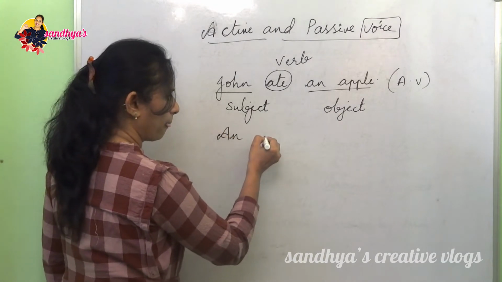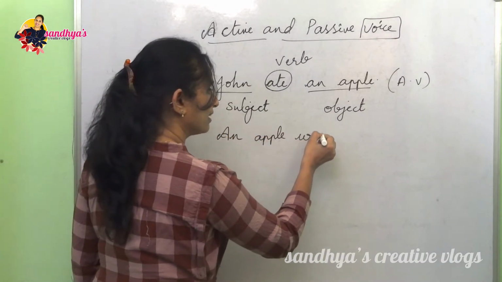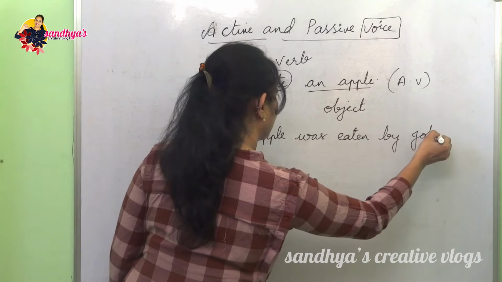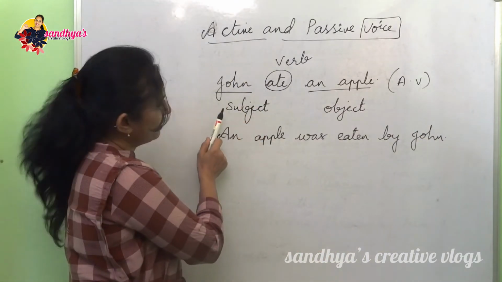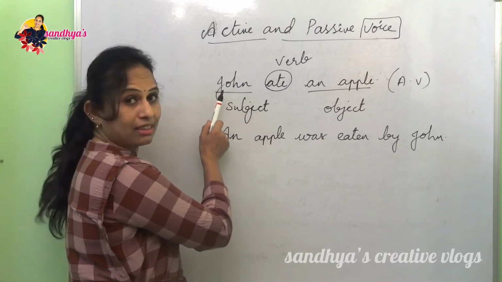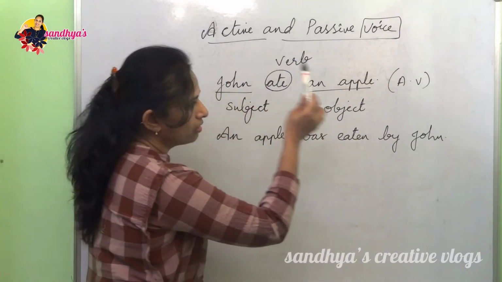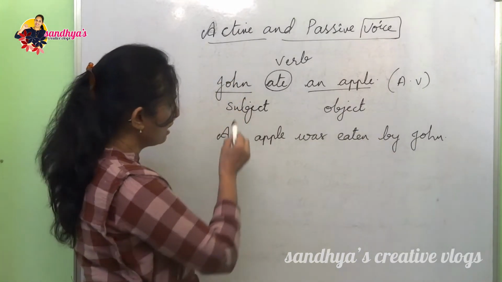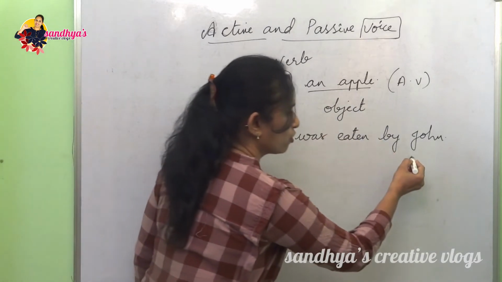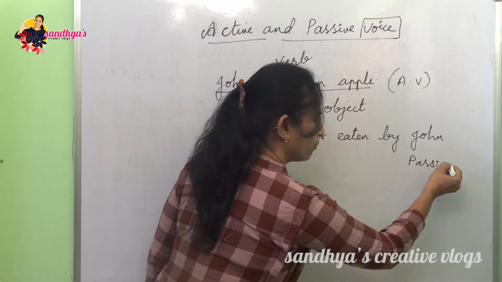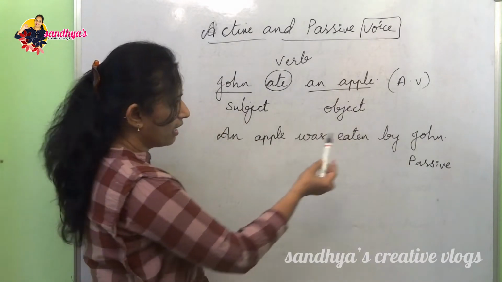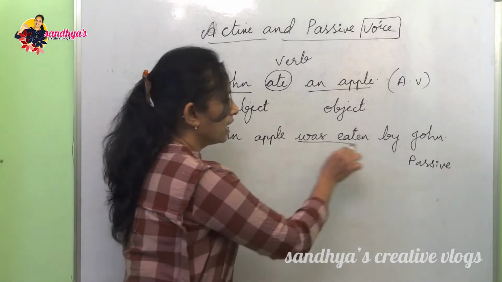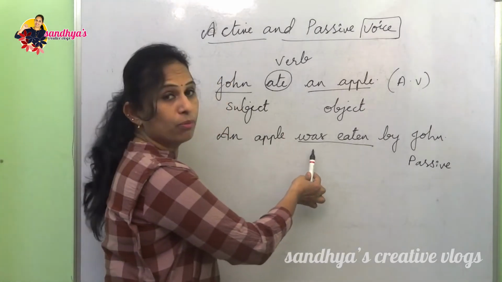An apple was eaten by John. The example is very simple. In the first sentence, the placement of the subject is at the beginning of the sentence. Now the same subject has moved to the end of the sentence. That means the active role has been changed to a passive role. Now, the role of John is very passive and it's no more performing the action but it is receiving the action of the verb ate. Ate has become was eaten.